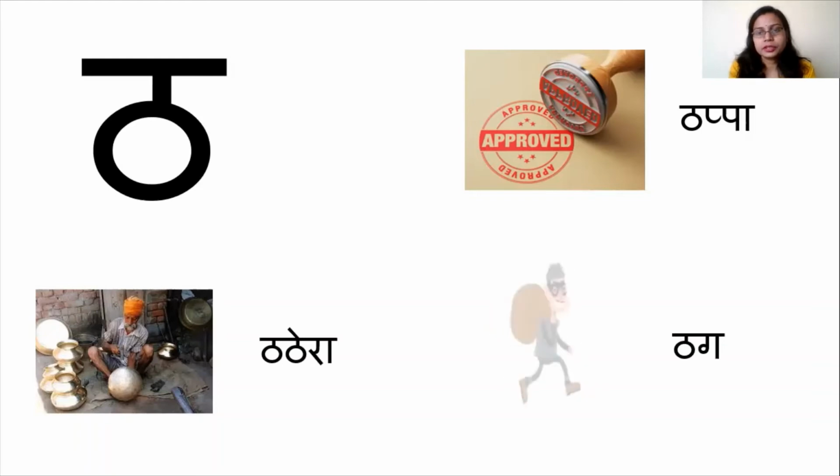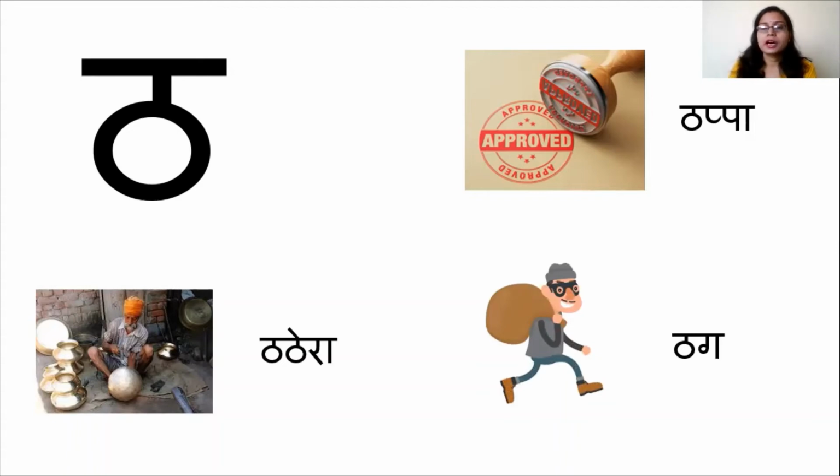The next picture is Thase thug. Thug means a robber. Children, sometimes your parents must have told you not to go alone outside home. Sometimes some people who are robbers rob children also, they rob jewelries, many things happen. So those robbers are called thug.